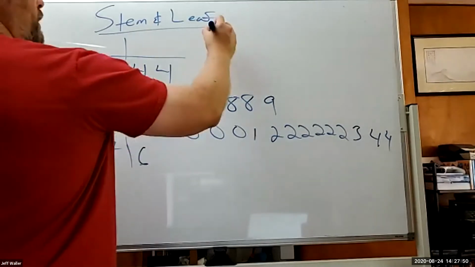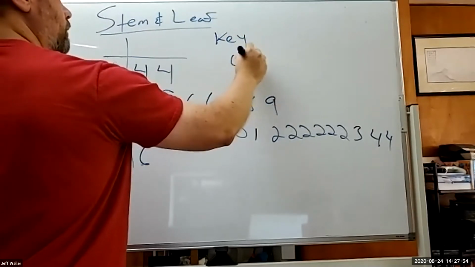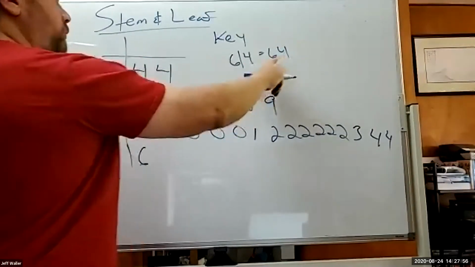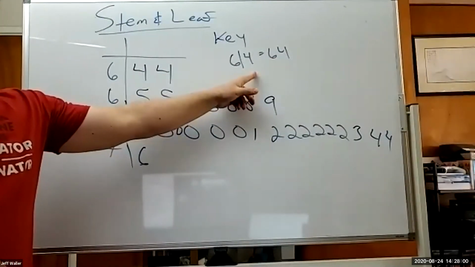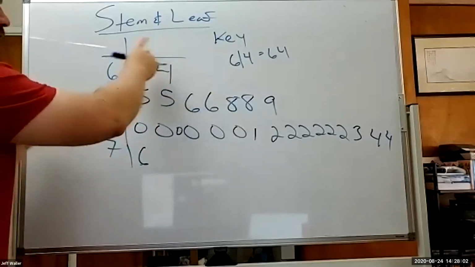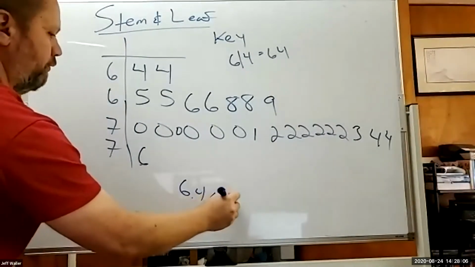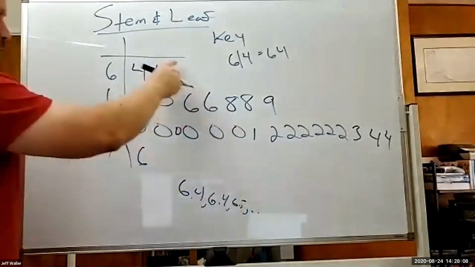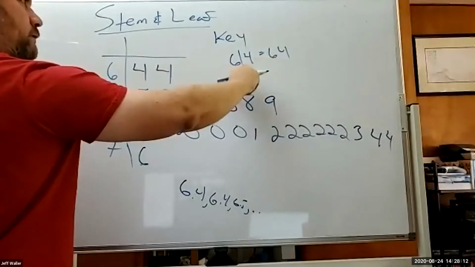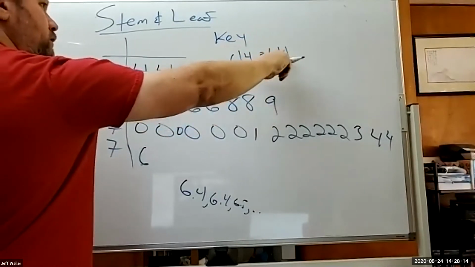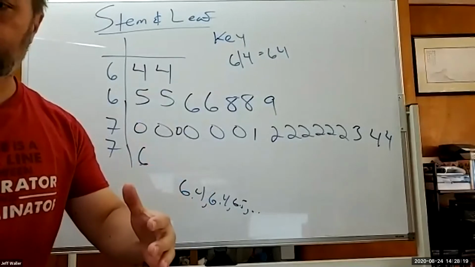That's good enough. I need to include a key like that so people know how to read this. Do you see that? Always include a key, because if my data had been 6.4, 6.4, 6.5, this would look exactly the same, but I would just say 6 line 4 is 6.4. So then people know how to read the whole thing. How are we doing?